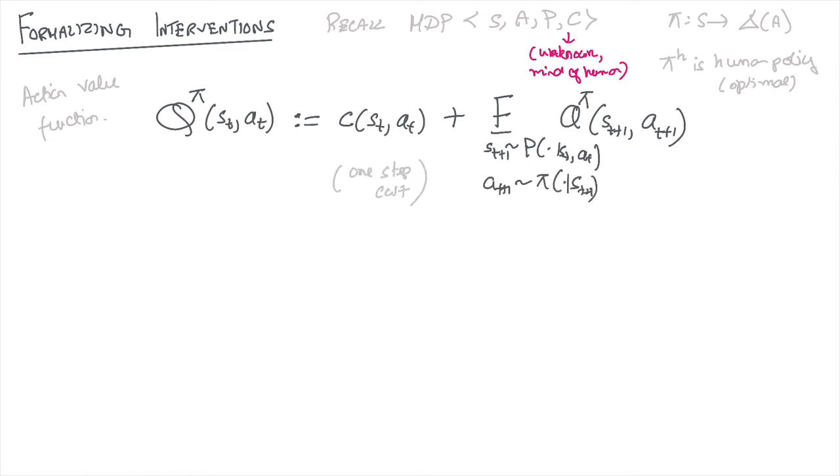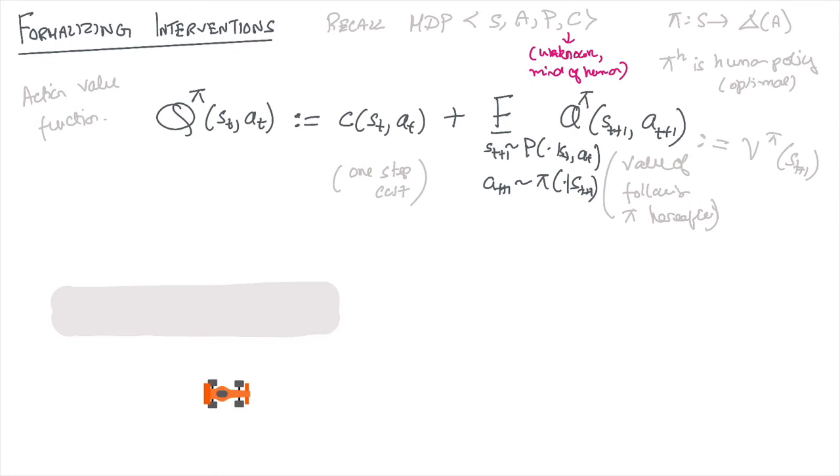So s_{t+1} is the next state, and a_{t+1} is drawn from pi. This second term is also known as the value of pi from state s_{t+1}. We use the symbol V to denote this value. Okay, so let's look at a diagram to get some better intuition.